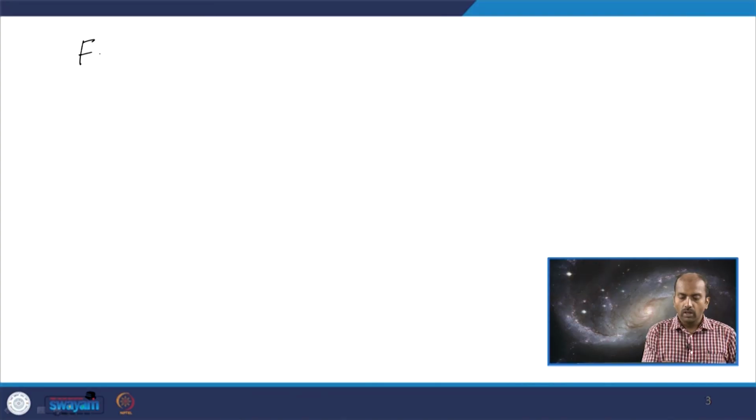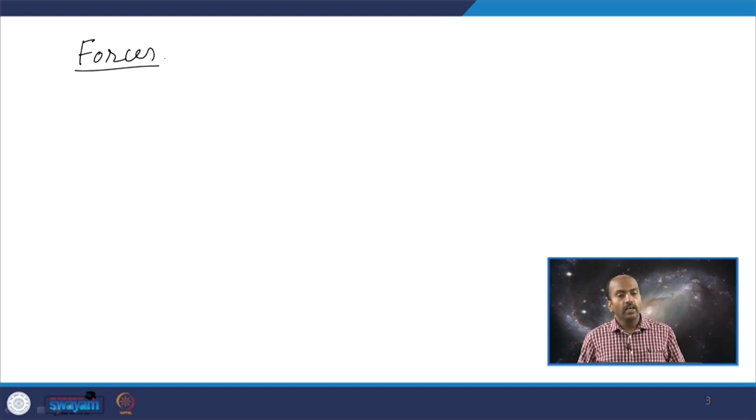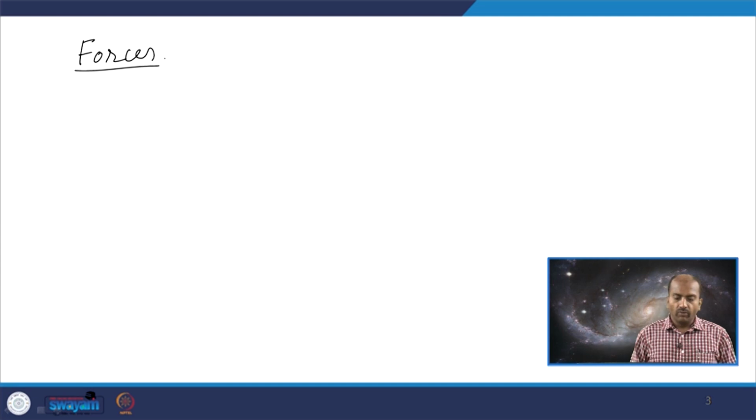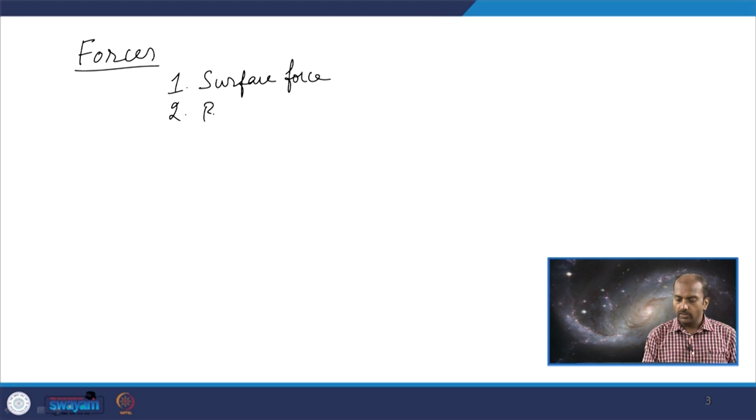So let's say to begin with, forces can broadly be classified into two types. Today's discussion is going to be about forces. So the discussion that is going to be done in this class is pertaining to the Earth's atmosphere, or more precisely, forces that will act on a fluid, mainly. Okay. So basically forces can be broadly classified into two types, let's say 1 and 2. One is surface forces and the second is body force.